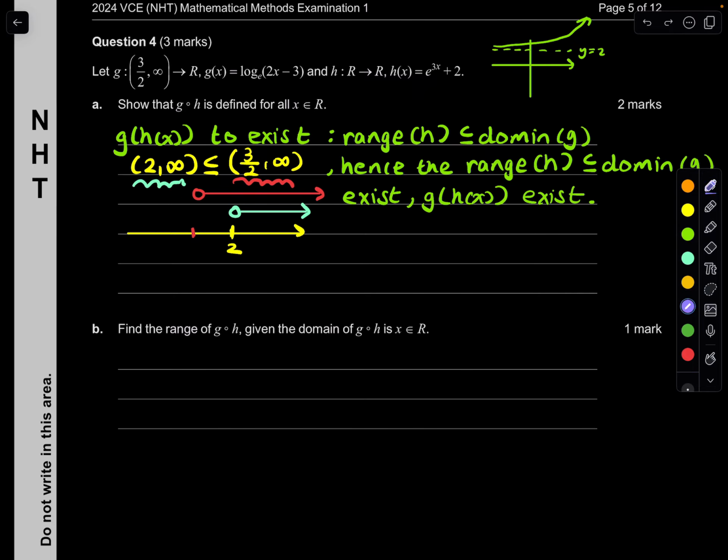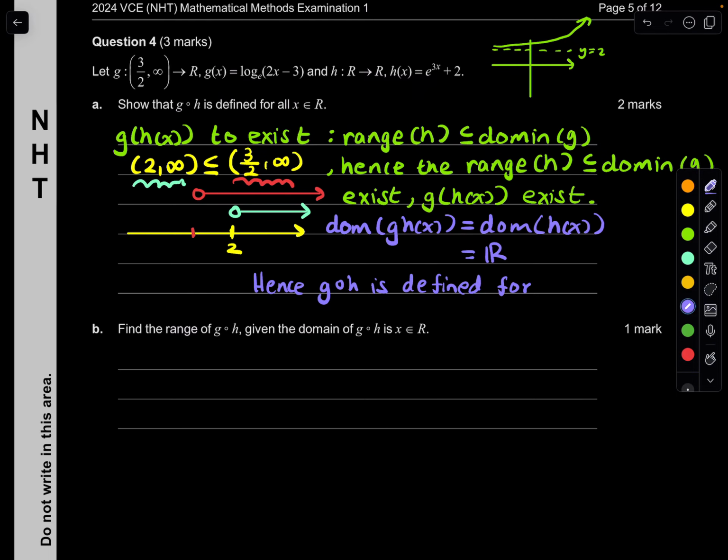Well, easy, because now we know it exists. We know that the domain of a composite function, if it exists, is equal to the domain of the inner function, so h of x. Now, we already know that the domain of h of x is what? All reals. So this lets me know that, hence, g of h is defined for all x, x is an element of all reals.